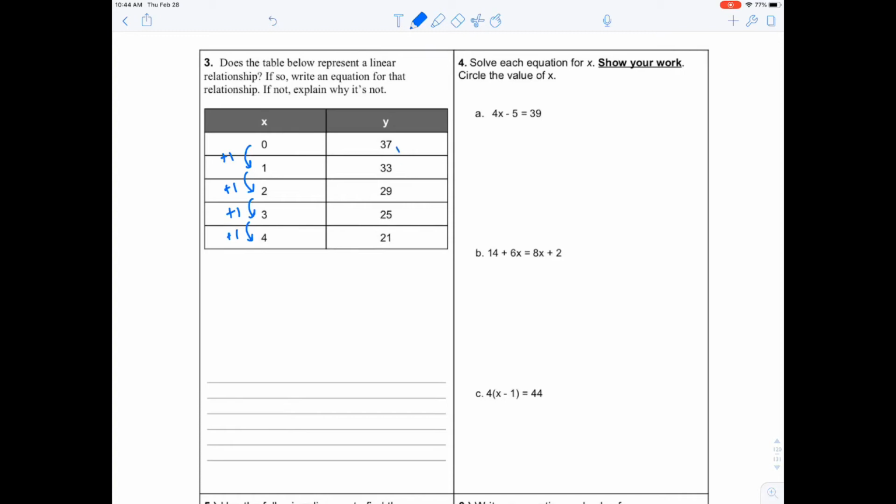So we're going to see 37 to 33. It looks like we're subtracting 4. Okay, how about 33 to 29? That's also subtracting 4. 29 to 25, same thing. 25 to 21, good. So first part of the answer says yes, it does represent a linear relationship. It is a linear relationship.